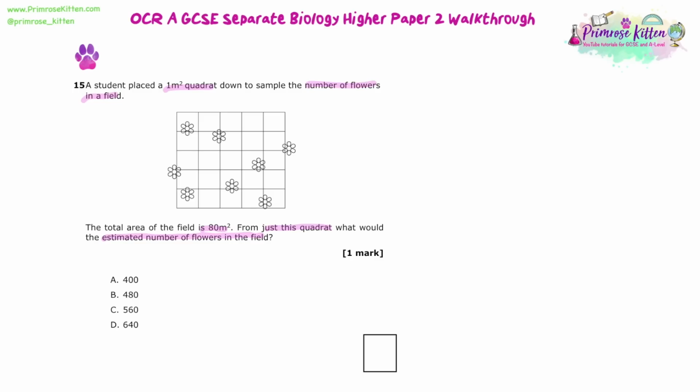Okay, so we need to do 2 things here. We need to count the number of flowers in this quadrat, and then we're going to need to multiply whatever number we've got by 80, because if this is representative of 1 metre squared, we need to see what is representative if this was multiplied up by 80 to get 80 metres squared.